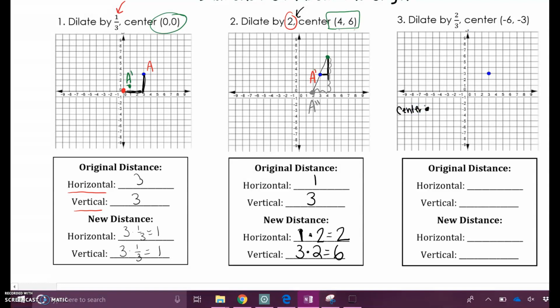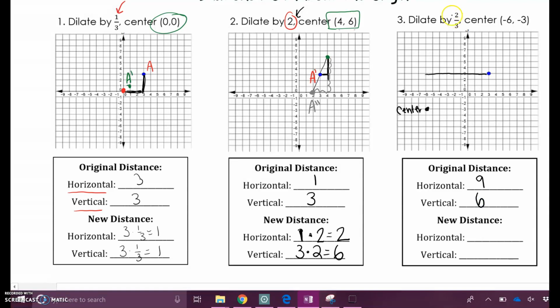So again, we're looking for our horizontal distance from this point. So we're looking at 1, 2, 3, 4, 5, 6, 7, 8, 9. So our horizontal distance is 9 away, and all I did was count this segment right here, how many units there were. Our vertical distance, we're running from 3 to -3.